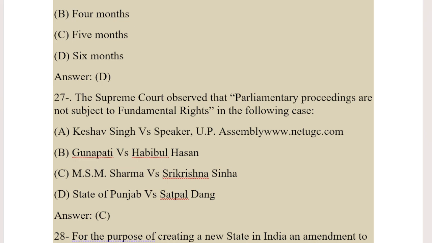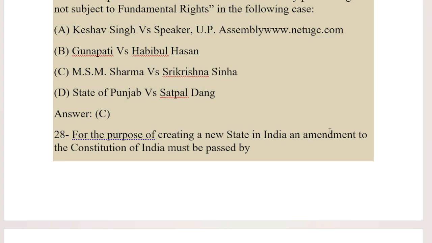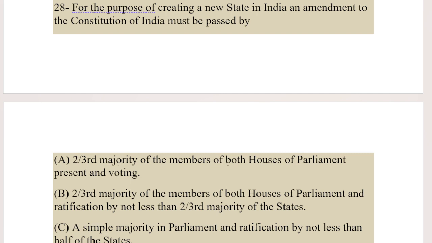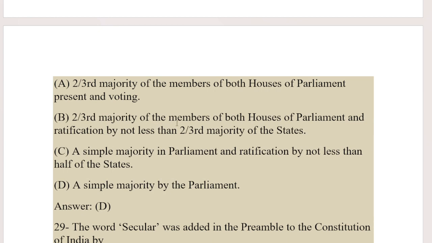And the next question is: for the purpose of creating a new state in India, an amendment to the Constitution of India must be passed by a 2/3 majority of the members of both Houses of Parliament present and voting; or a 2/3 majority of members of both Houses of Parliament and ratification by not less than two-thirds of the states; or a simple majority in Parliament and ratification by not less than half of the states; and option D, a simple majority by the Parliament. The right answer is option D.